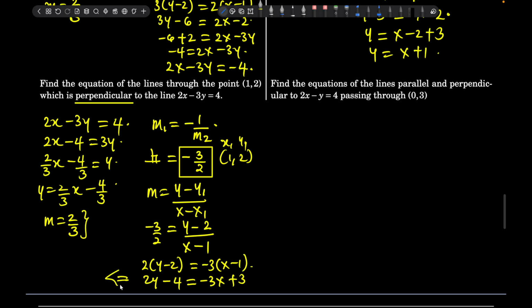So let me just complete it on this side. I want to bring this minus 3x to 2y. It becomes 2y plus 3x. Then I want to take the minus 4 to the other side, so it is 3 plus 4, which is 7. So this is the equation of the line perpendicular to this line.